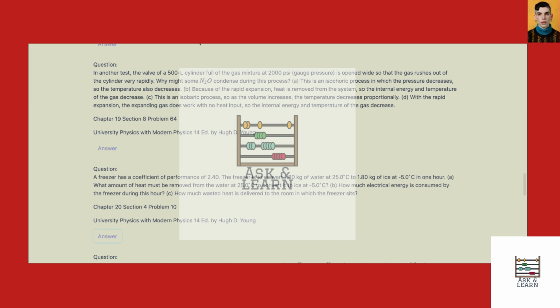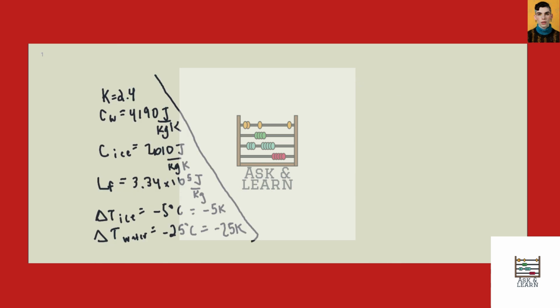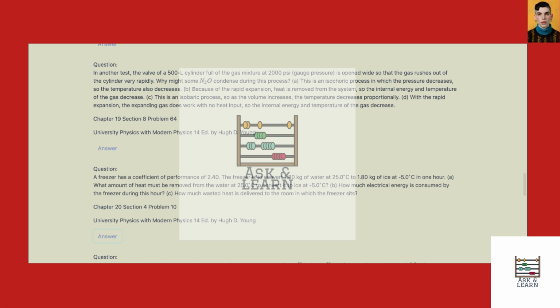Okay, a freezer has a coefficient of performance of 2.4. It's to convert 1.8 kilograms of water at 25 C to 1.8 kilograms of ice at minus 5 C in 1 hour. What amount of heat must be removed from the water at 25 C to convert it to ice at minus 5 degrees C? Okay, and then I'll read the second part, I guess. How much electrical energy is consumed by the freezer in this hour? And how much wasted heat is delivered to the room in which the freezer sits?